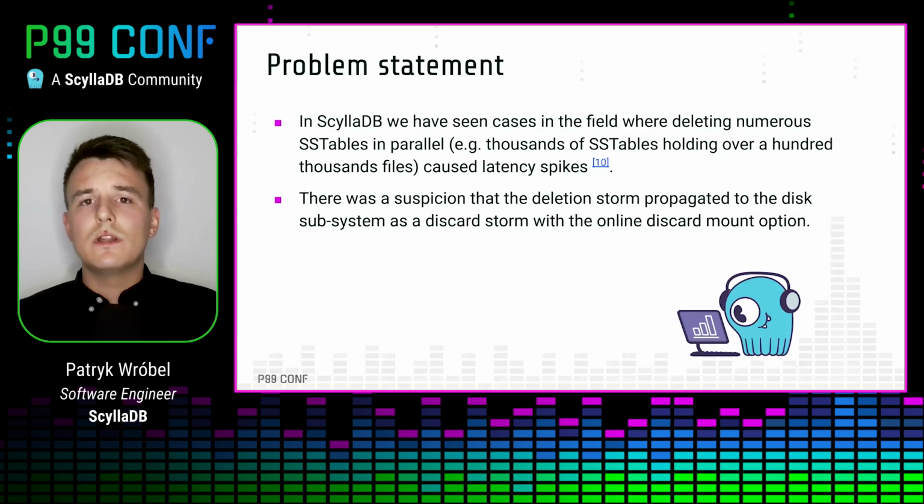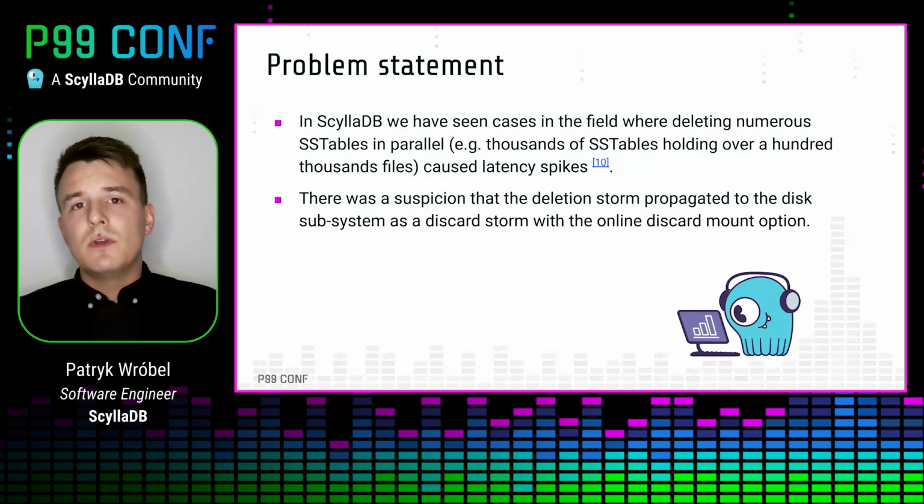So now we are ready to get to know the actual problem. In ScyllaDB, we have seen cases where removal of a huge number of SSTables caused latency spikes. The online discard mount option was a suspect. We thought that the removal of files propagates to the disk subsystem as a discard storm. Just to answer the question, why online discard at all? Without any form of discard, we have seen drives slowing down after a while, after which the usage of fstrim would restore them to health.